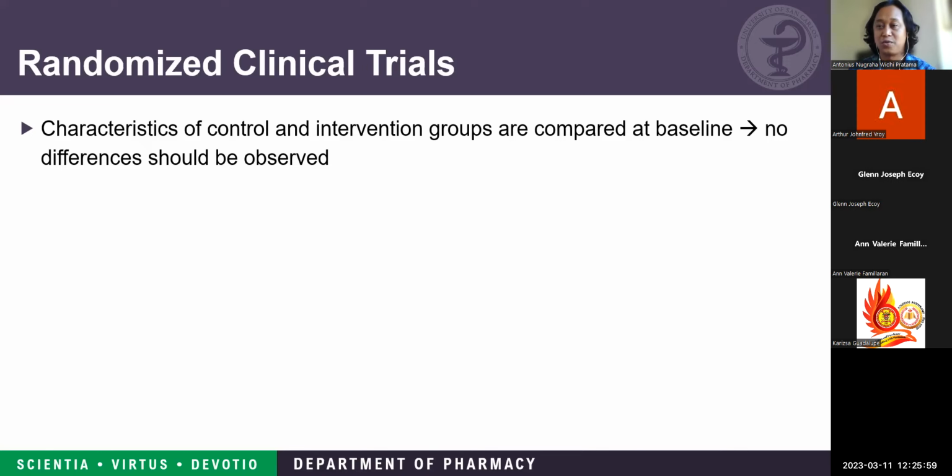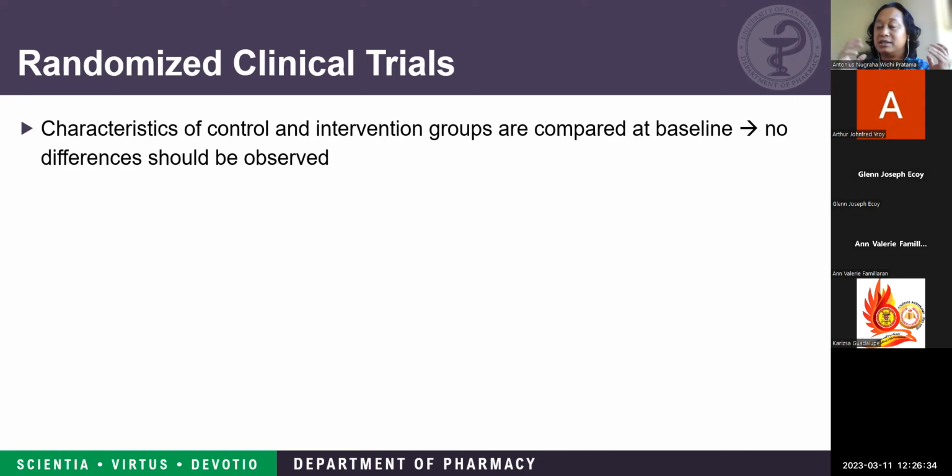We are good to go, because we do not want the control and intervention groups to have many differences that will in turn affect the results, or the interpretations of the results cannot be attributed directly to the intervention, but are probably interfered with by the differences of the characteristics.